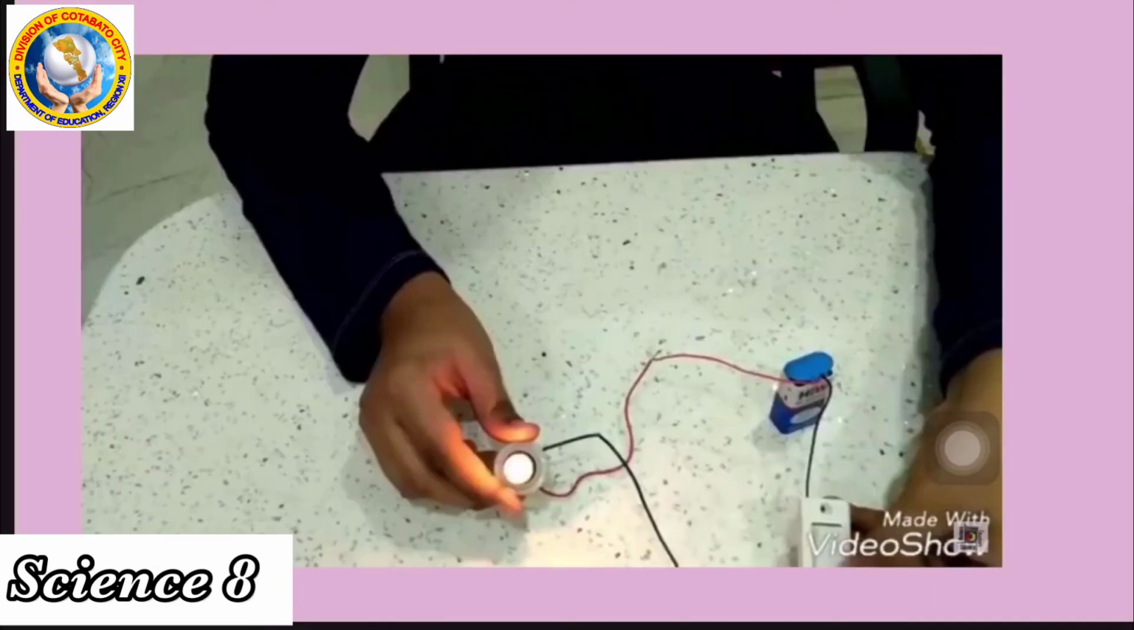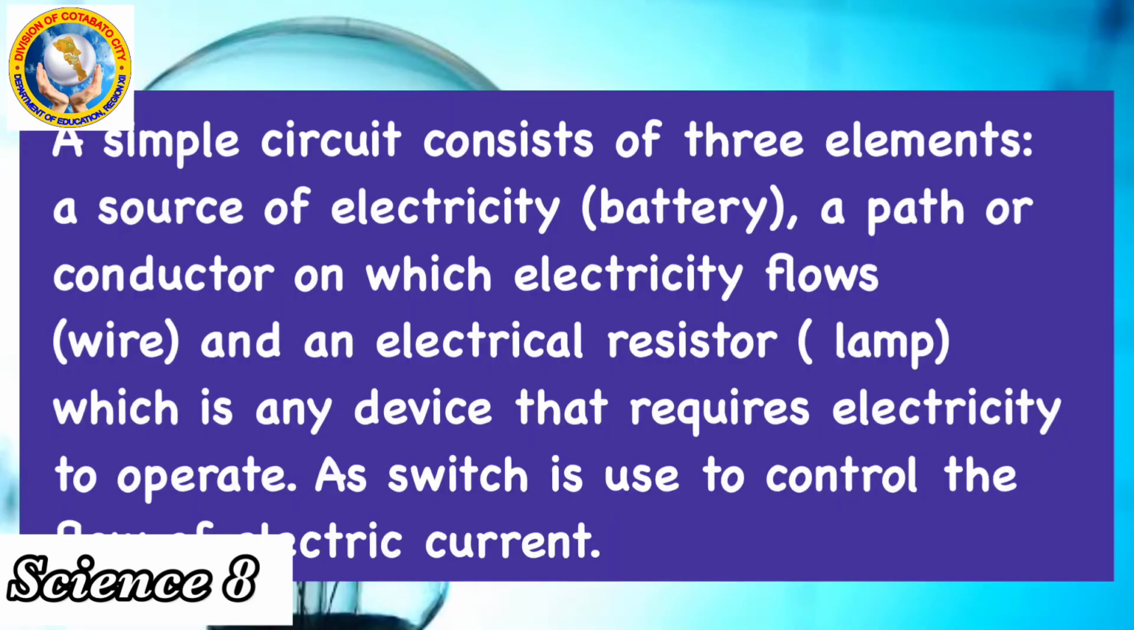In your own words, describe what an electric circuit is. A simple circuit consists of 3 elements: a source of electricity or battery, a path or conductor on which electricity flows or wire, and an electrical resistor or lamp which is any device that requires electricity to operate. A switch is used to control the flow of electric current.